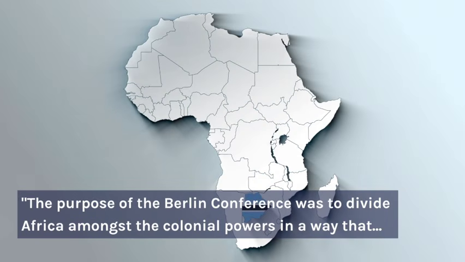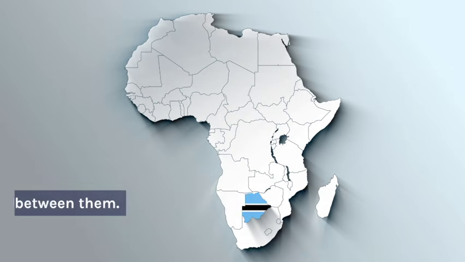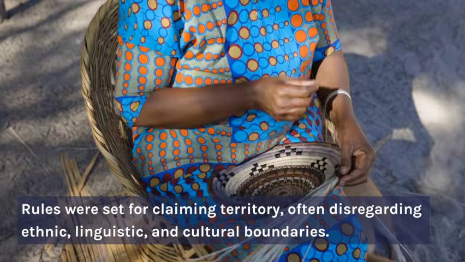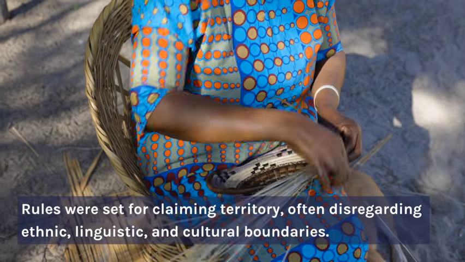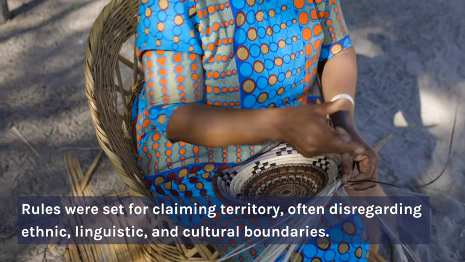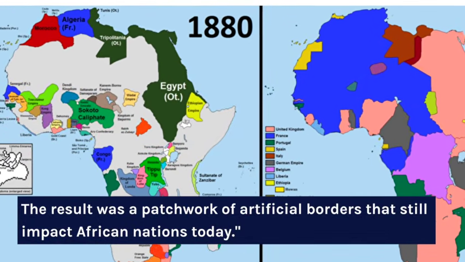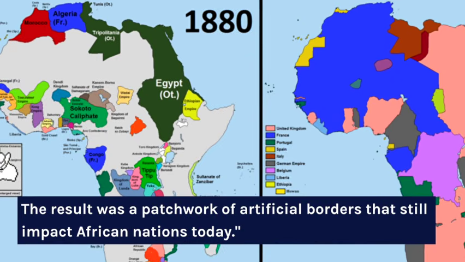The purpose of the Berlin Conference was to divide Africa amongst the colonial powers in a way that avoided conflicts between them. Rules were set for claiming territory, often disregarding ethnic, linguistic, and cultural boundaries. The result was a patchwork of artificial borders that still impact African nations today.